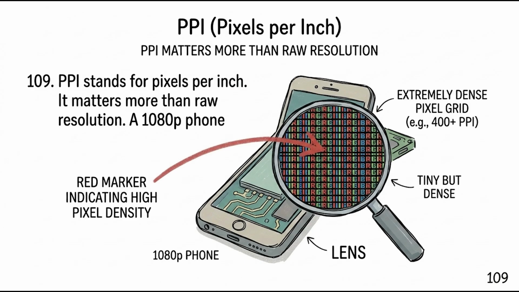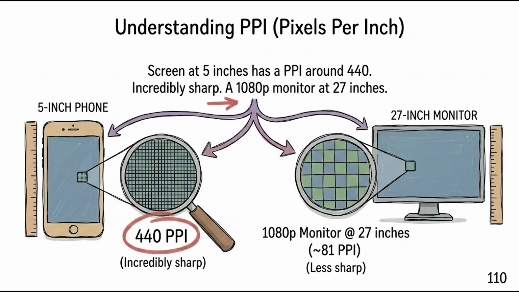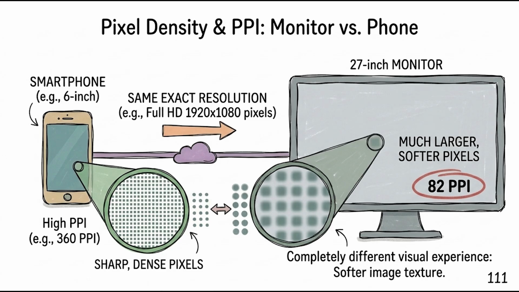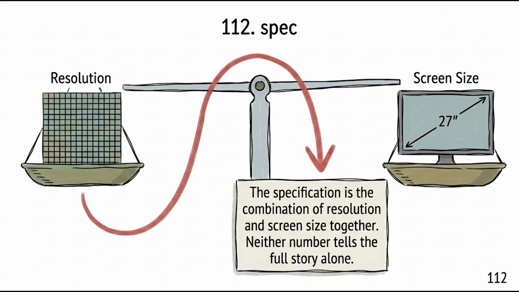Here's why this matters more than raw resolution. A 1080p phone screen at 5 inches has a PPI around 440. Incredibly sharp. A 1080p monitor at 27 inches has a PPI around 82. Noticeably softer, same exact resolution, completely different visual experience. The key spec is the combination of resolution and screen size together. Neither number tells the full story alone.